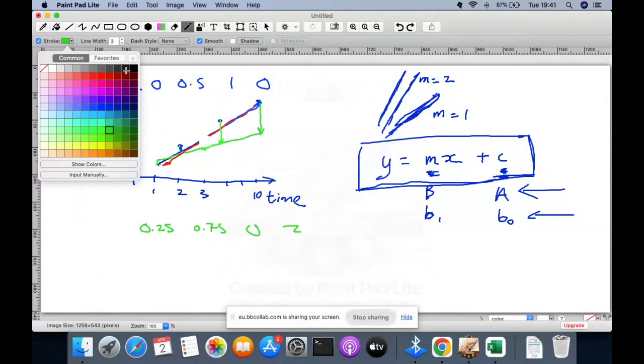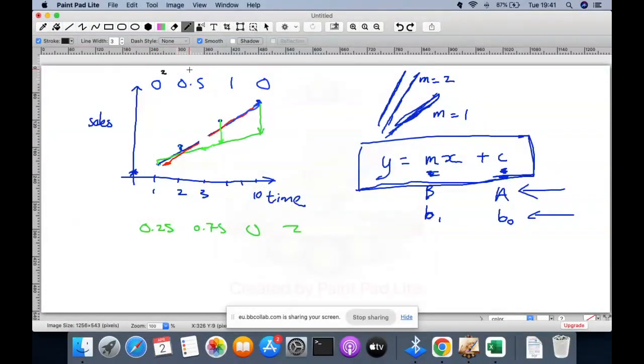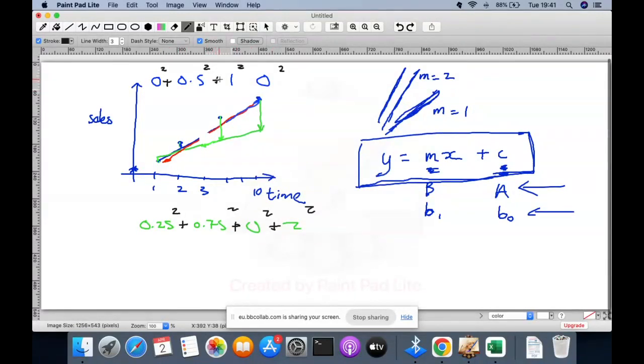When I say square, I mean we just raise each one to the power of 2. We do the same for this, squared, and we add it all up. We add them all up, okay? Now this will give us a value.